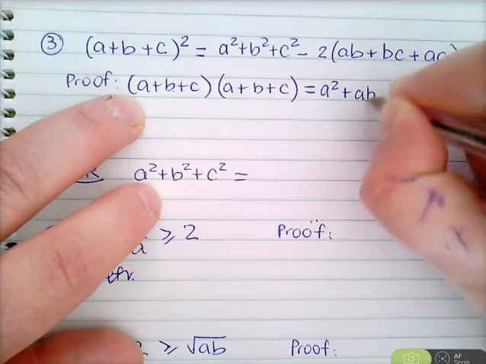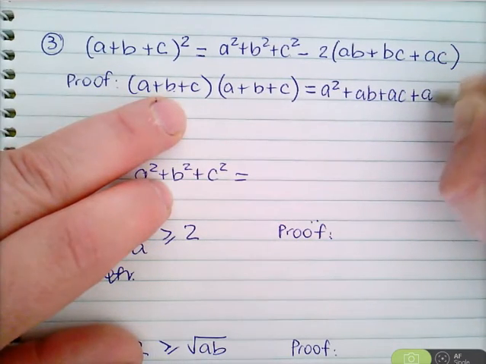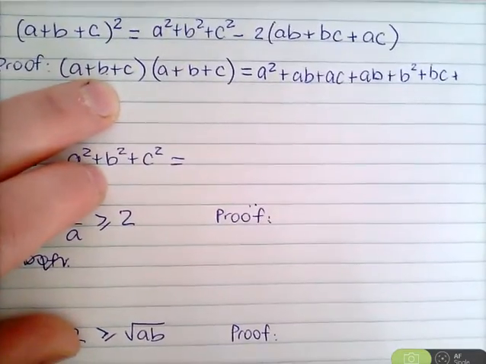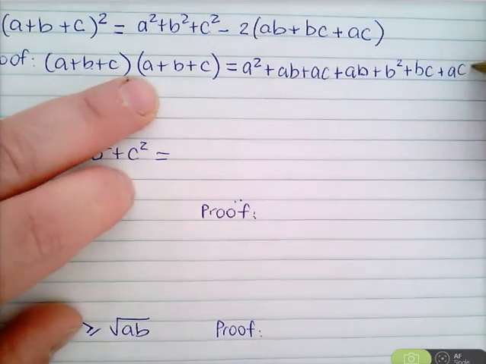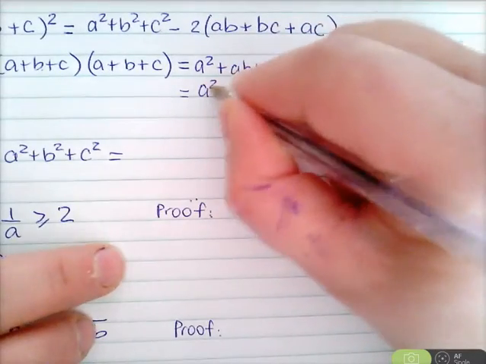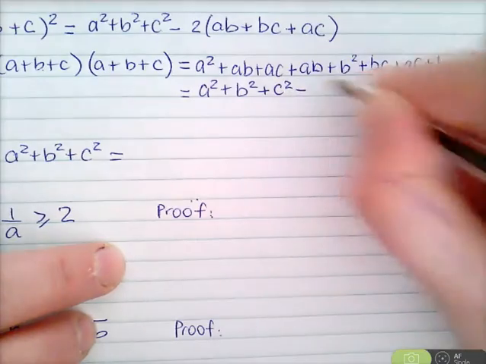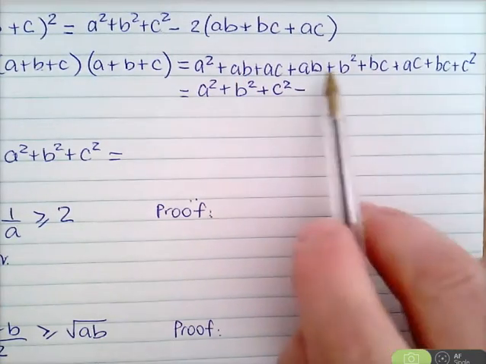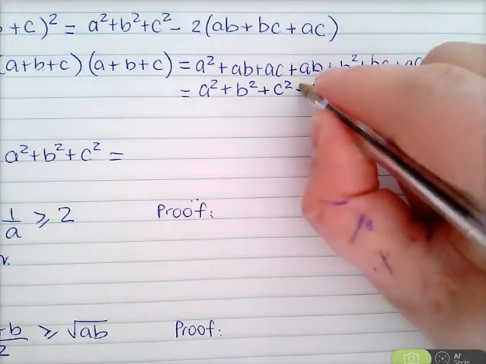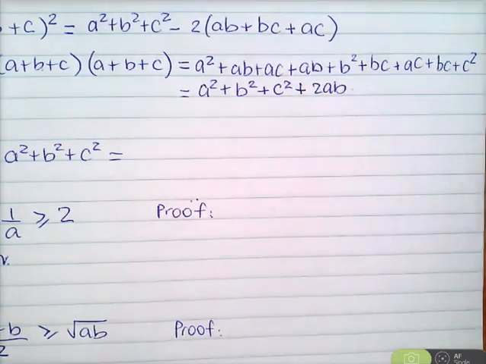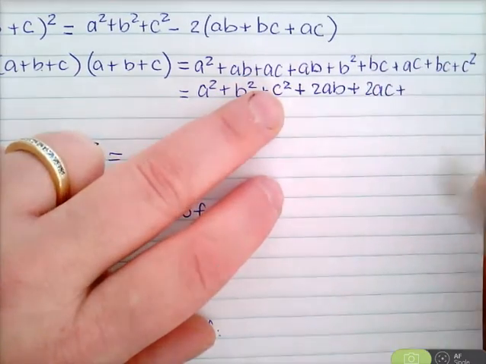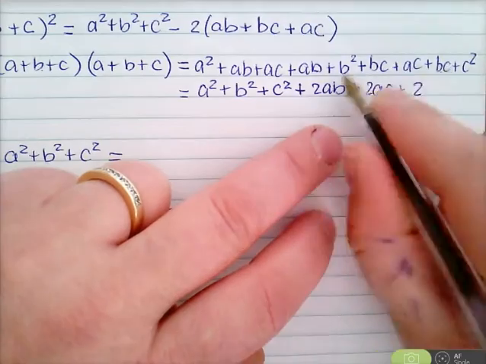You'd get a squared plus ab plus ac. Then b times each of those would be ab plus b squared plus bc. And then c times each of those would be ac plus bc plus c squared. Therefore you've got a squared plus b squared plus c squared, and now we've got ab plus ab, which is 2 lots of ab, then I've got plus 2 lots of ac, and I've got plus 2 lots of bc, there they are.